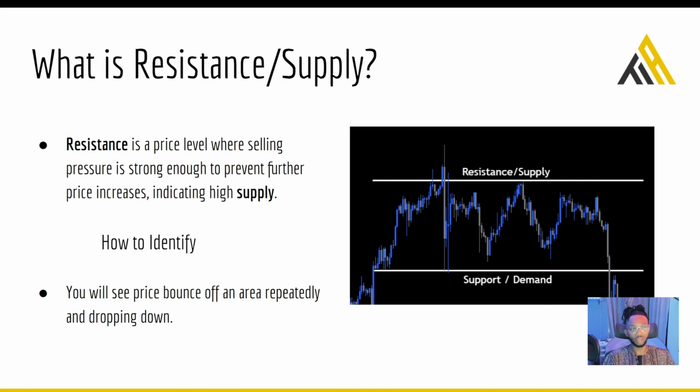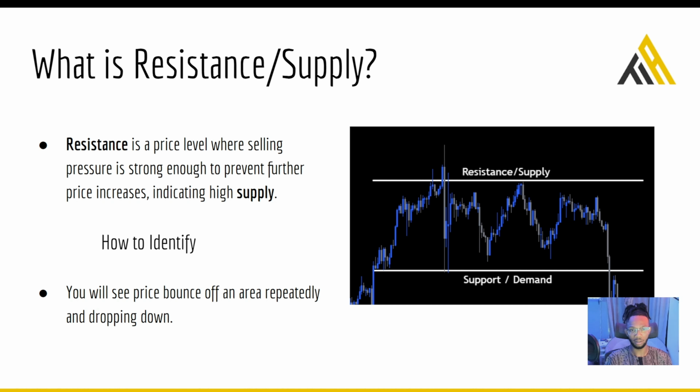Now let's talk about resistance slash supply. When it comes down to resistance, it's a price level where selling pressure is strong enough to prevent further price increases, indicating high supply. If there's a certain level of demand, like a lot of people want it, and then all of a sudden there's a crap ton of it to where anyone can easily get it, then the demand diminishes. You know what I mean? There's too much supply. There's nothing to really back it up. Everyone can just get it.